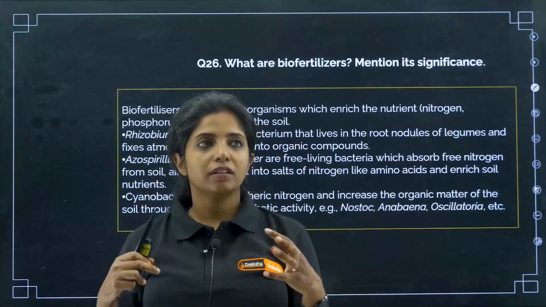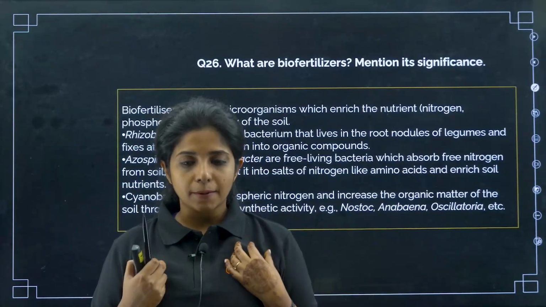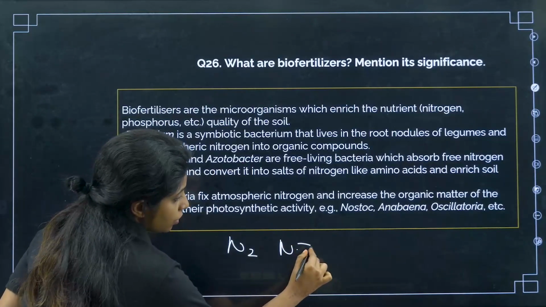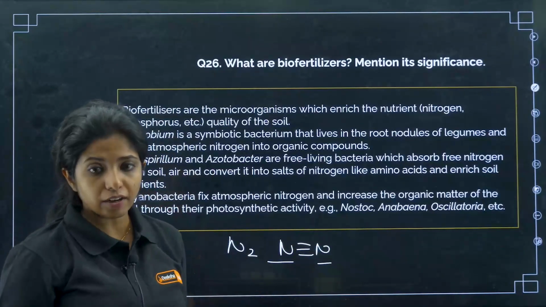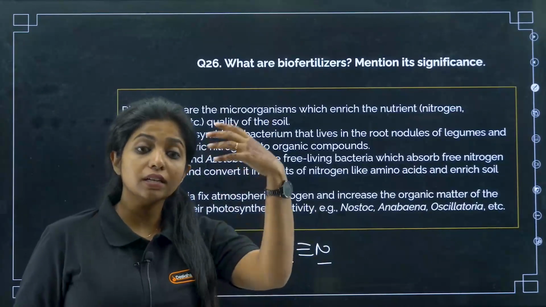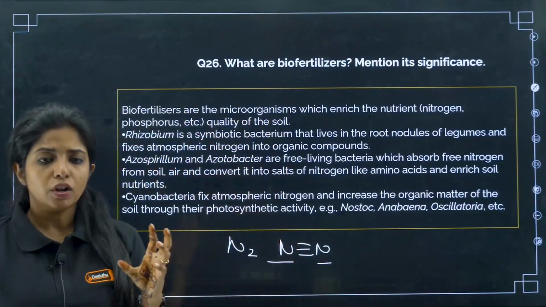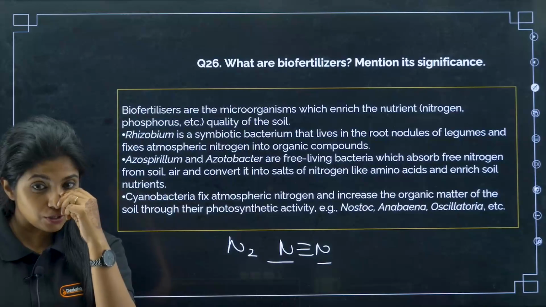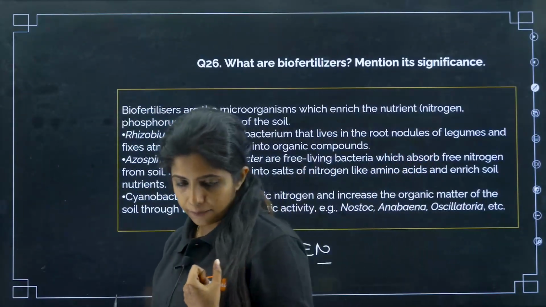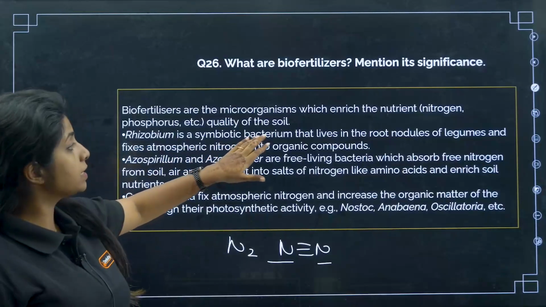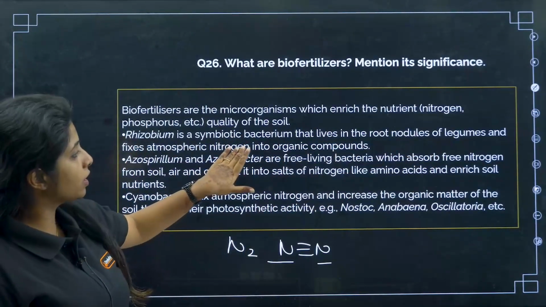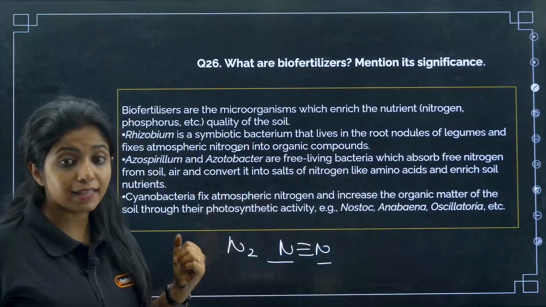Plants cannot take in nitrogen like that, because nitrogen is N2. There are 3 bonds between 2 nitrogen atoms. So obviously the plants cannot come and break it. So for that, what do we have? There are certain organisms, Rhizobium in the root nodules, which capture this nitrogen and convert it into different forms so that the plants can utilize it. Rhizobium is a symbiotic bacterium that lives in the root nodules of legumes and fixes atmospheric nitrogen into organic compounds that the plant can uptake.